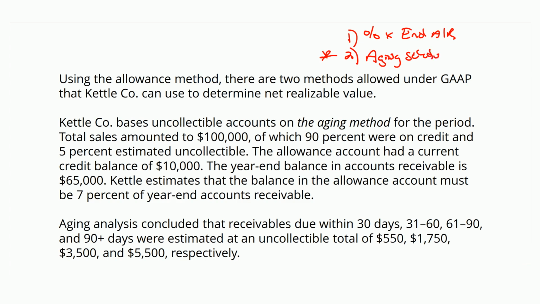And the thought process is the aging schedule, well, you know what? You really shouldn't just look at ending accounts receivable and lump that all together, because as you can see down here, if something's due within 30 days, we're probably going to collect more of that than something that's due from 61 to 90 days or 90 plus days. The longer it's outstanding, the less likely it is you're going to get paid. Alrighty, so we're basing our uncollectible accounts on that aging method.